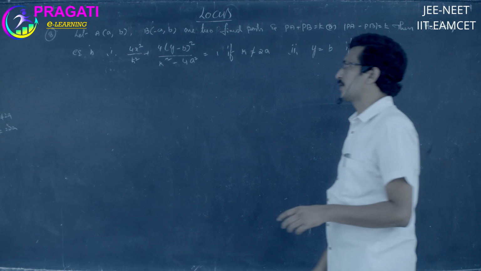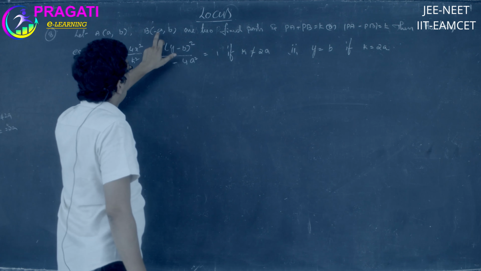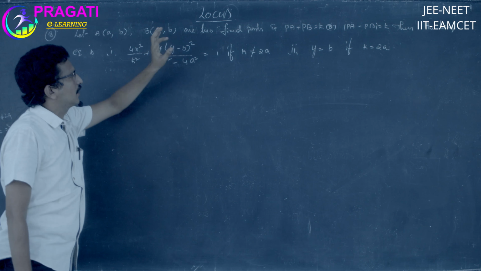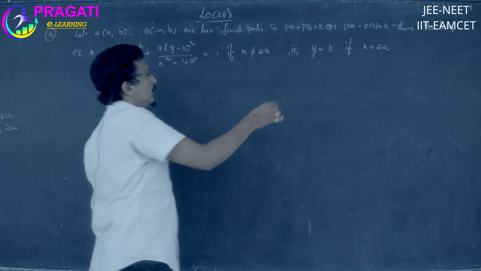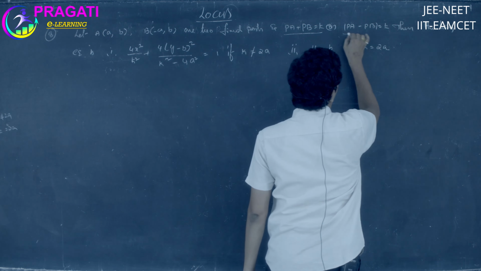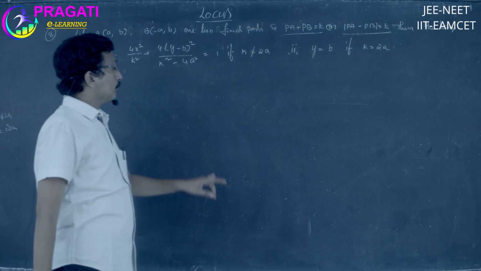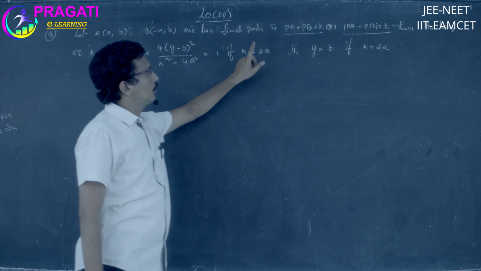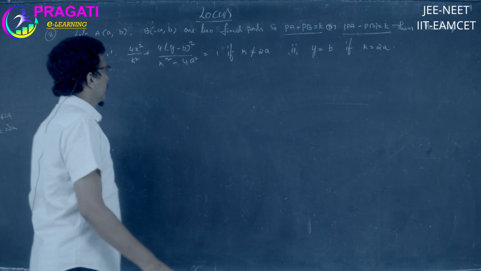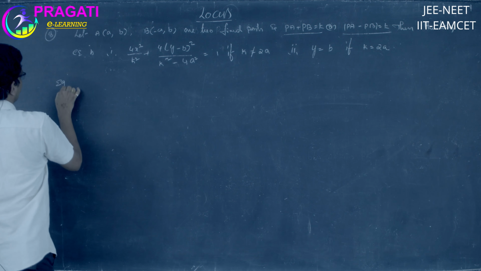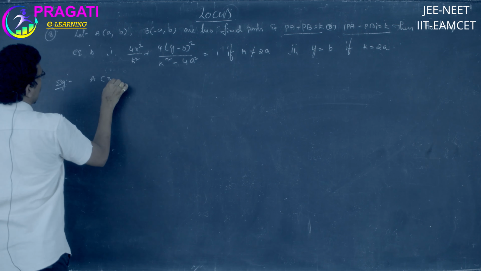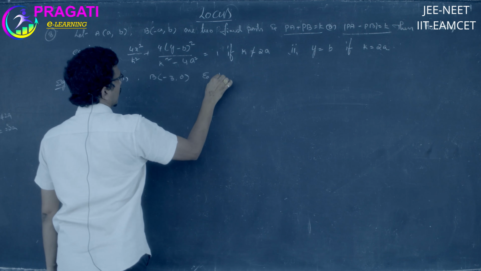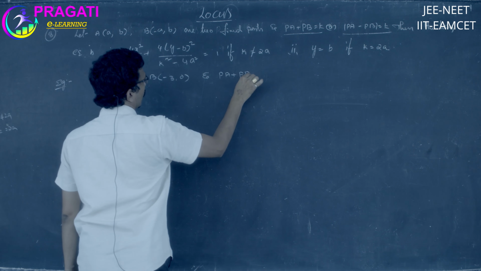Here in the synopsis you observe that A (a, b) and B (minus a, b): the y coordinates are the same and the x coordinates are sign changed. These are two fixed points. Then PA plus PB is equal to K or mod PA minus PB is equal to K. Then the equation of the locus is directly given by the formula, for K not equal to 2A and for K equal to 2A. Here one of the examples is A (3, 0), B (minus 3, 0) and PA plus PB is equal to 7.